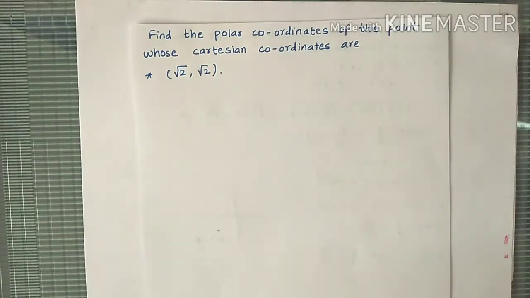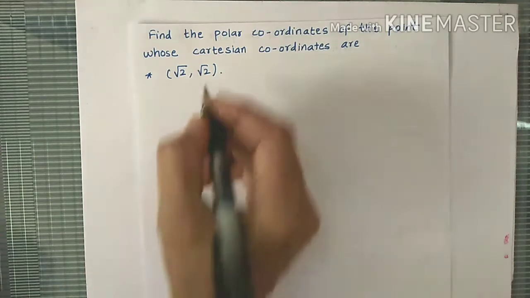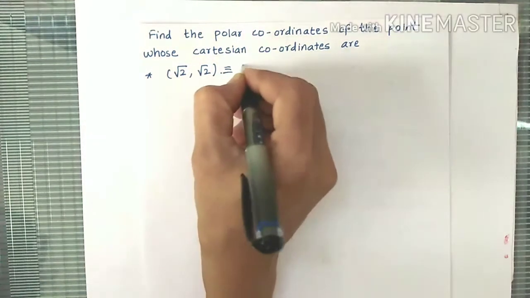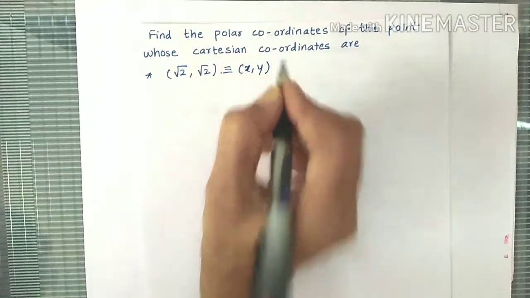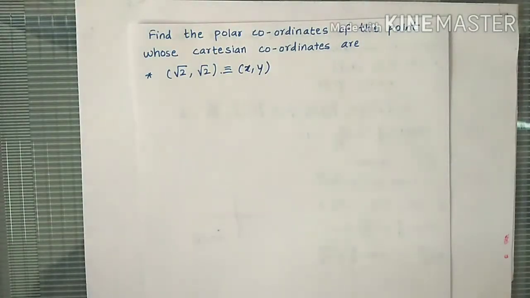Welcome students. In this video we are going to learn conversion of Cartesian coordinates into polar coordinates and sine rule of a triangle. Okay. So first let's study how to convert Cartesian coordinates into polar coordinates. Now the Cartesian coordinates are given. That means x and y are given and we have to find polar coordinates.